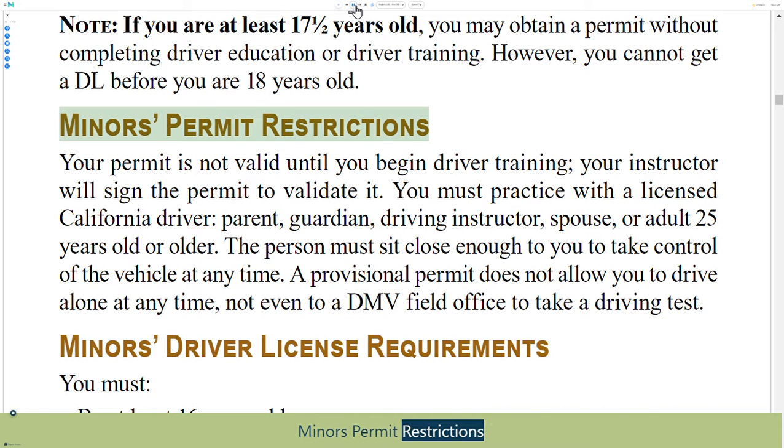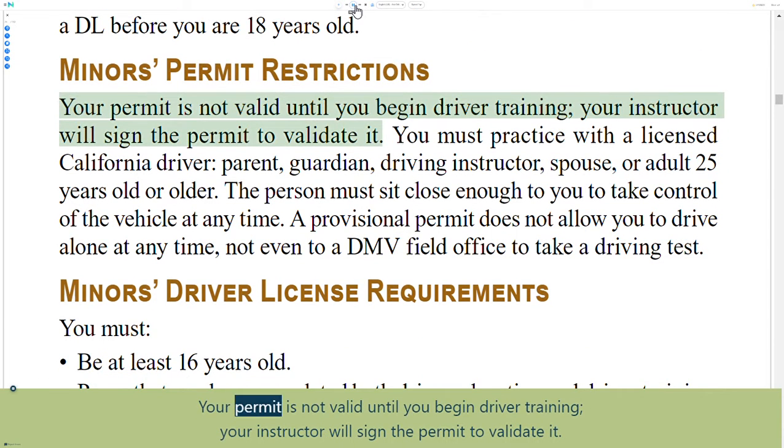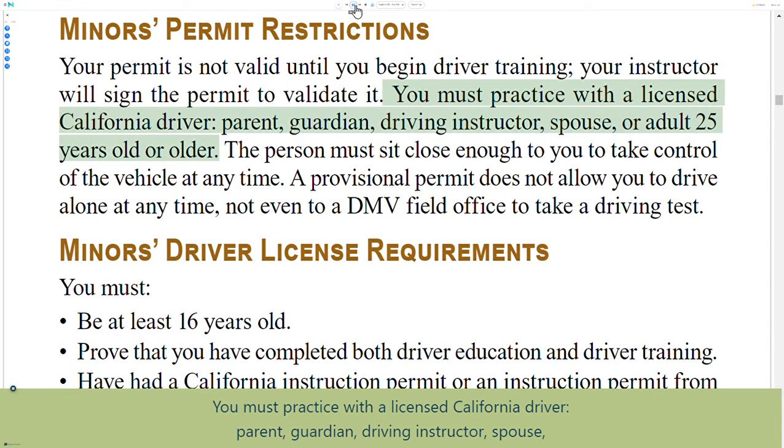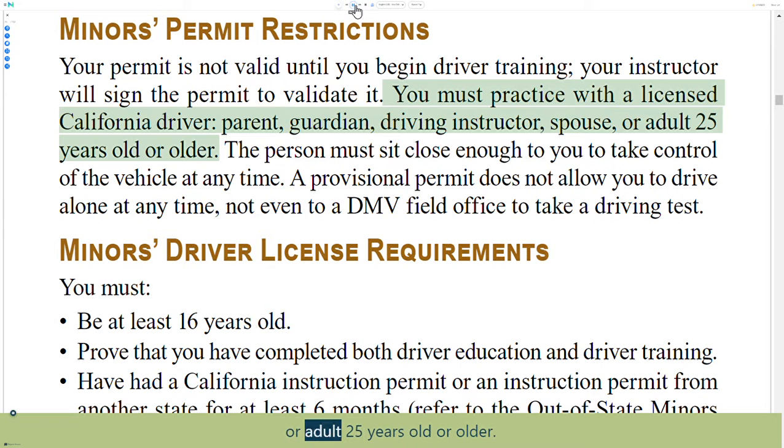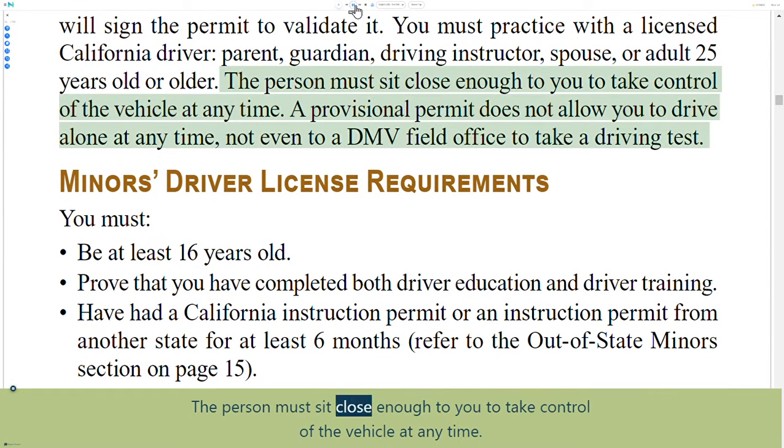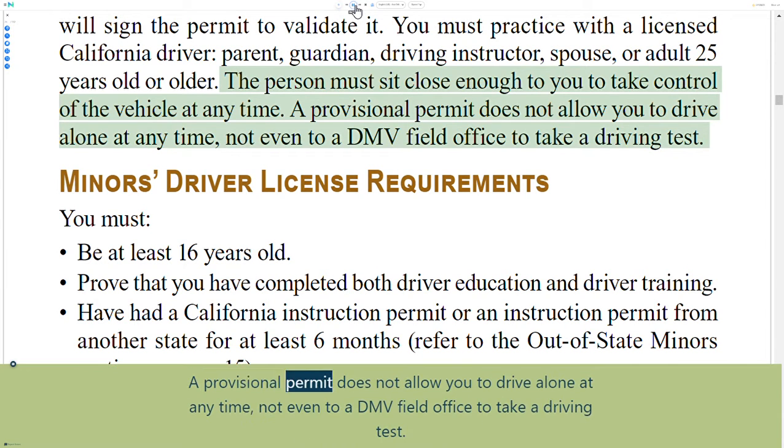Minors permit restrictions. Your permit is not valid until you begin driver training. Your instructor will sign the permit to validate it. You must practice with a licensed California driver, parent, guardian, driving instructor, spouse, or adult 25 years old or older. The person must sit close enough to you to take control of the vehicle at any time. A provisional permit does not allow you to drive alone at any time, not even to a DMV field office to take a driving test.